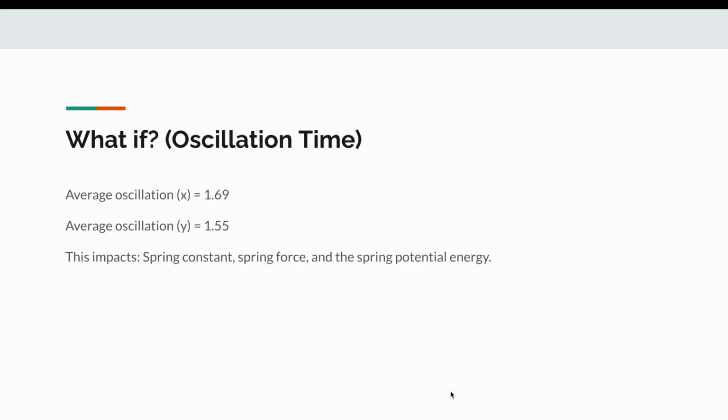Alright, now for part number 2, I estimated my oscillation periods by taking the average distance between oscillations in both the x and y direction. These estimations closely mirror my actual result, yet they are not identical. This is important because these would affect a number of aspects of my model, such as the spring force, the spring constant, and the spring potential energy.